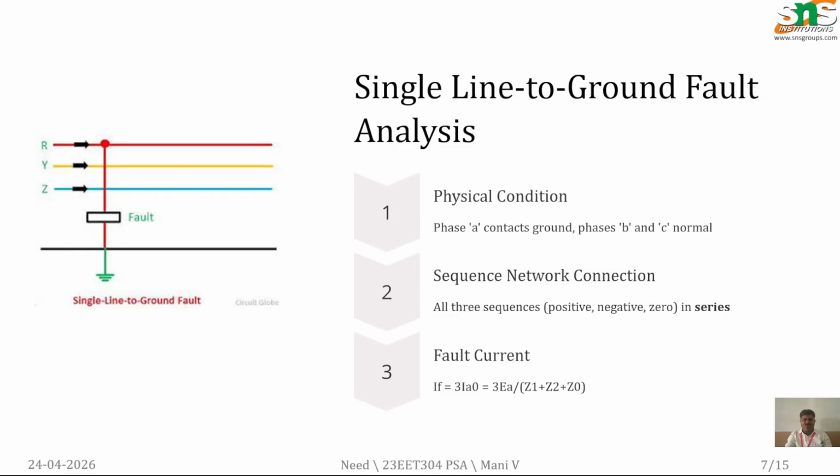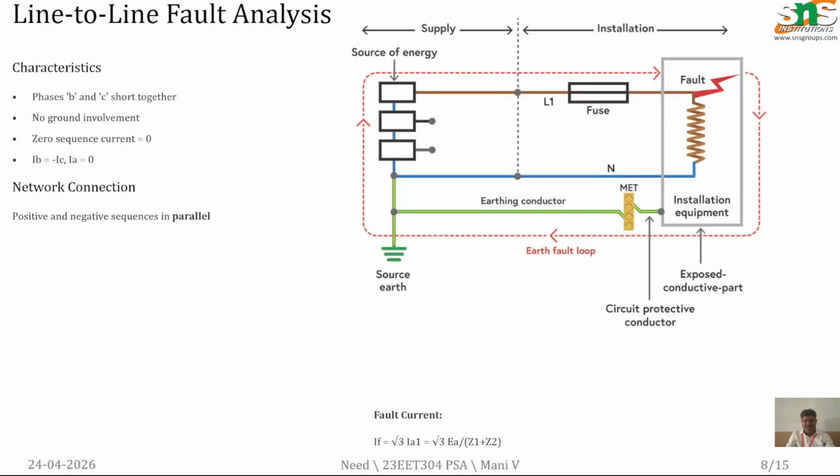Here the single line to ground fault is a physical condition. It may be R phase, Y phase or B phase that contacts the ground. For the sequence network connection, all three sequences, the positive, negative and zero sequence, are connected in series. The fault current is equal to 3 times IA0, or 3IA divided by zero sequence impedance plus positive sequence impedance plus negative sequence impedance.